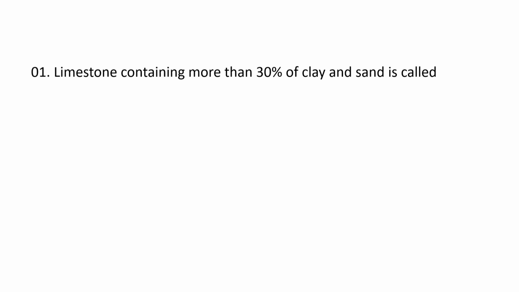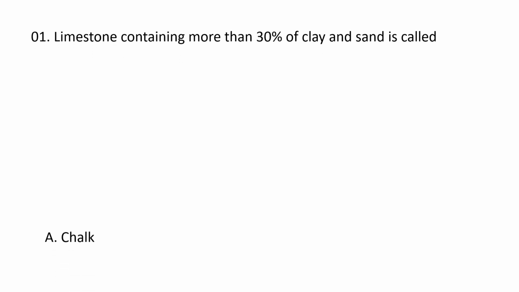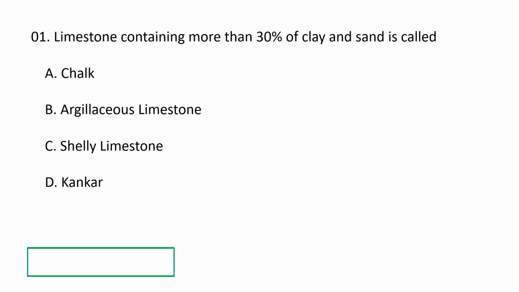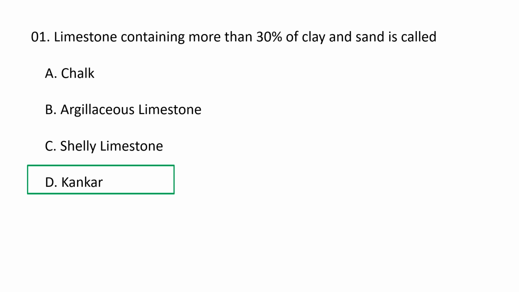Limestone containing more than 30% of clay and sand is called: A. Chalk, B. Argillaceous limestone, C. Shelly limestone, D. Conker. So limestone containing more than 30% of clay and sand is called conker. Conker is an impure limestone which is used to manufacture natural hydraulic lime. It is available in two forms, that is nodular and block form. Conker in nodular form can withstand heat without disintegration and contains a higher percentage of clay. D is the correct option.